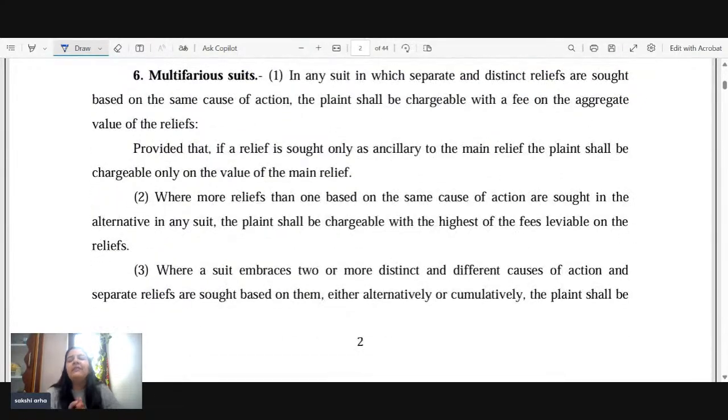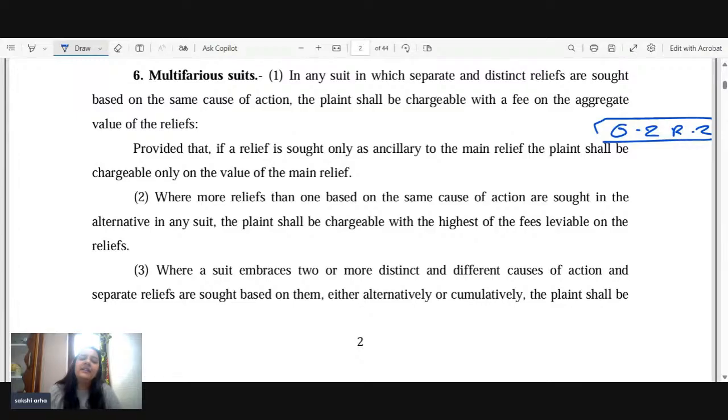Now comes multifarious suits. Okay, so what is multifarious suits? Multifarious suits मतलब आप एक ही suit में different reliefs मांग रहे हो. Okay, you are claiming different reliefs in one suit. That is, if we talk about CPC, it is Order 2 Rule 2 of CPC. Okay, cause of action. तो एक ही cause of action के लिए आप different reliefs claim कर रहे हो.